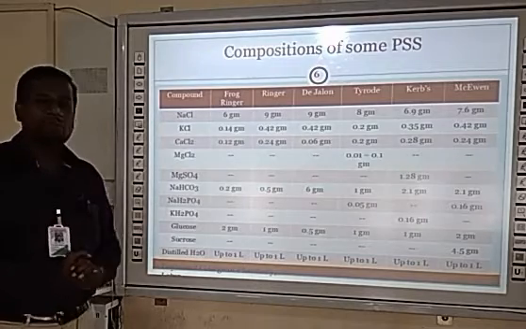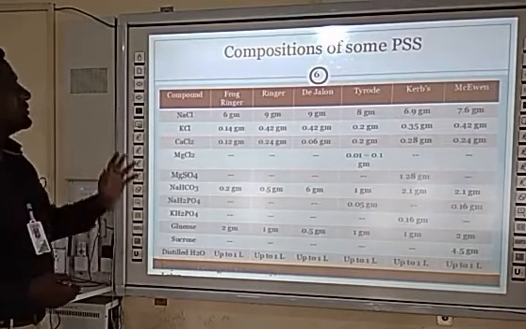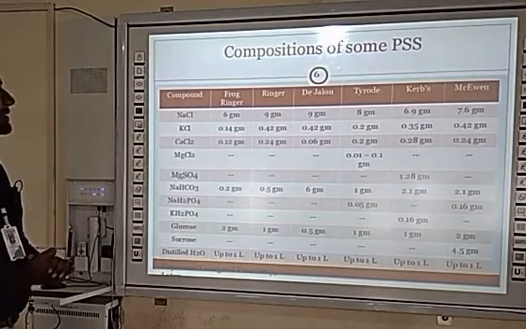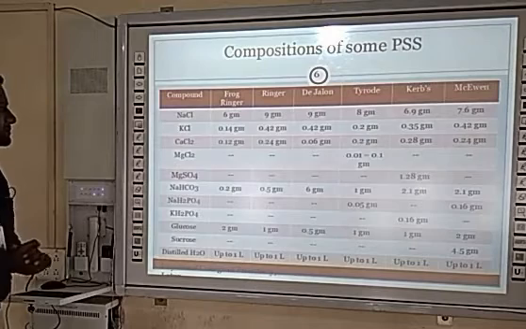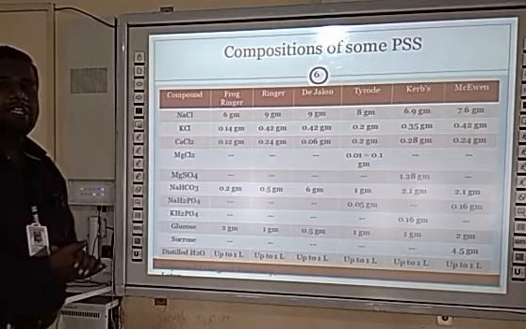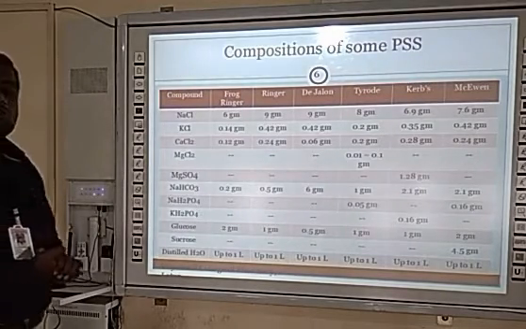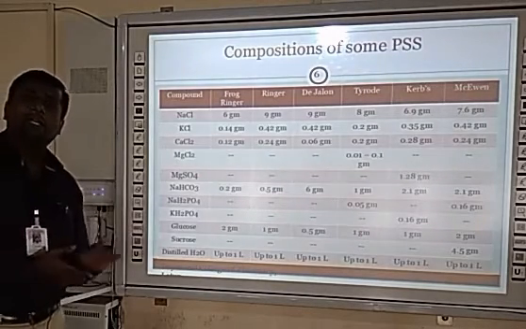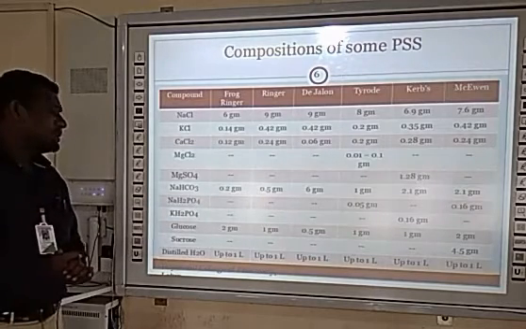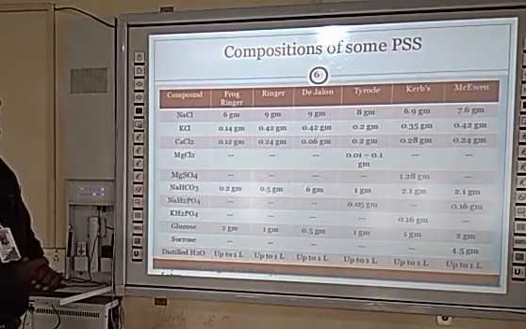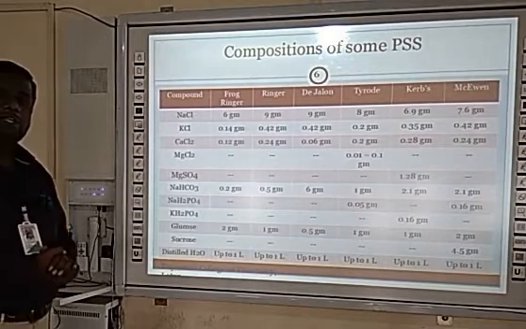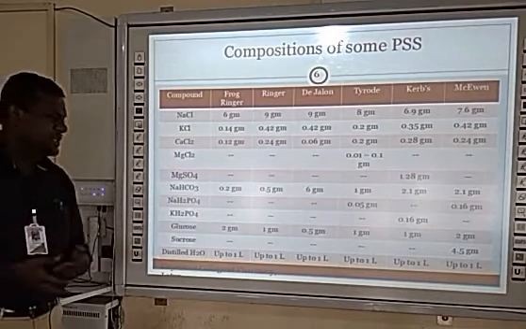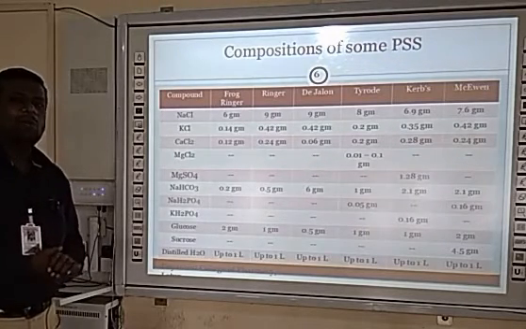Then the next one is Tyrode solution. What are the components of Tyrode solution? NaCl 8 gram, potassium chloride KCl 0.2 gram, calcium chloride again 0.2 gram, then magnesium chloride in a concentration between 0.01 to 0.1 gram, sodium bicarbonate 1 gram, sodium dihydrogen phosphate 0.05 gram, then glucose 1 gram, and all these ingredients are dissolved in distilled water and the final volume made up to 1 liter.